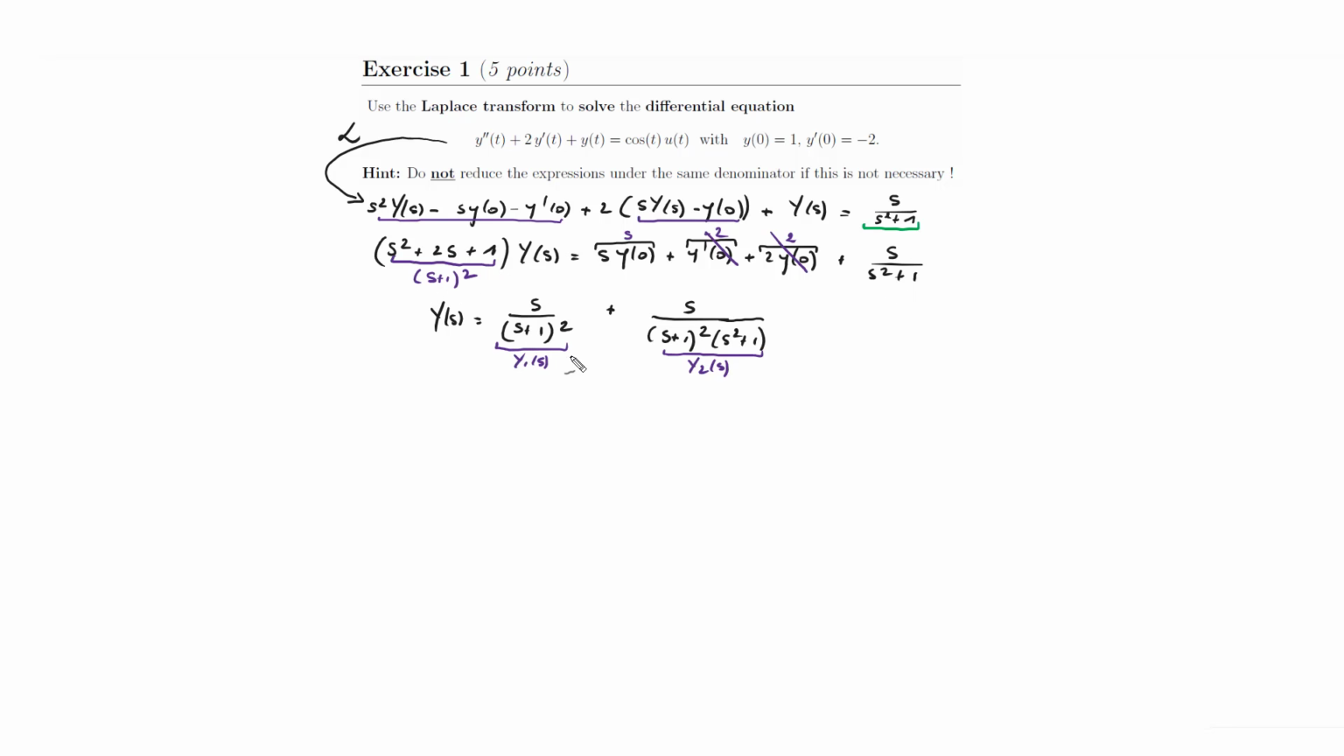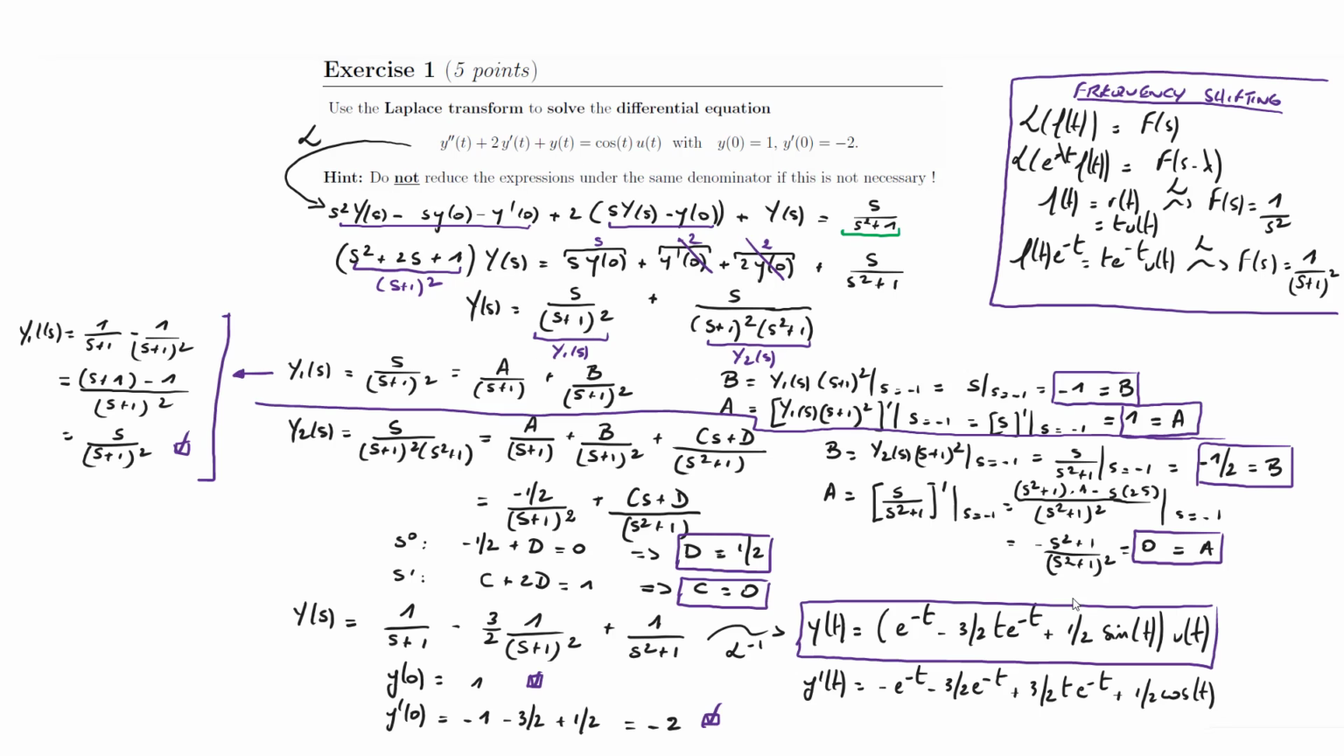We'll call this y1 of s and this one y2 of s, and as suggested over here, do not put this under the same denominator, because you'll have to do a partial fraction expansion and it will make your job more difficult. If you haven't done so, try to do this partial fraction expansion for these two terms over here by yourself and hit the pause button. So let us start with the partial expansions.